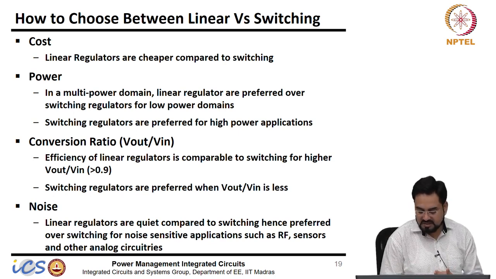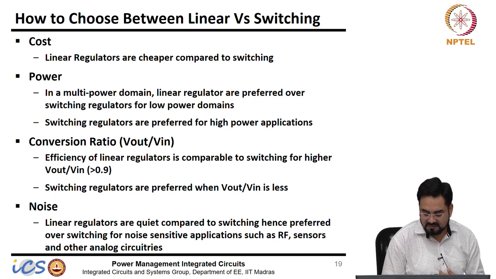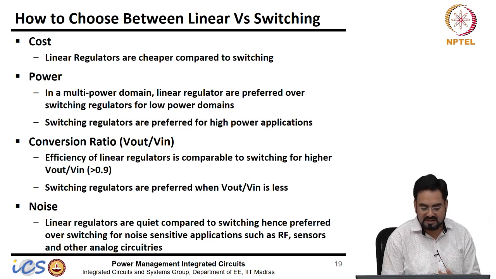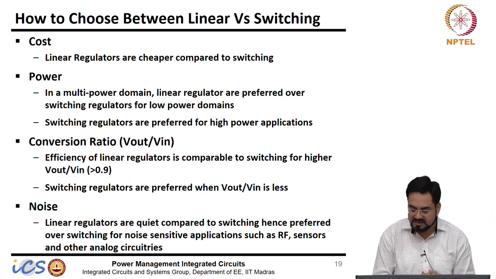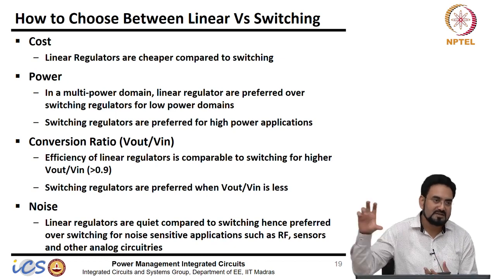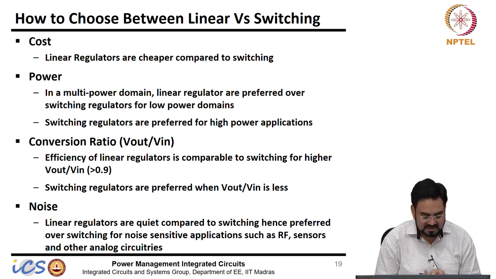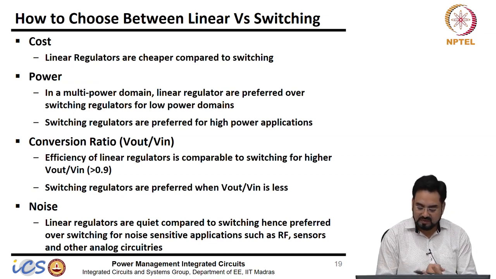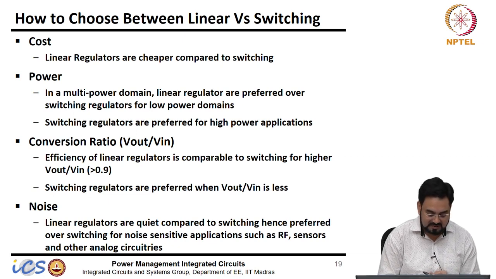Switching regulators are preferred when Vout over Vin is low. So let us say from 5 volt I want to step down to 1.2 volt. Obviously your dropout voltage is much higher, and previously we saw the example that 3.8 watt will be lost in the power FET or pass transistor of the linear regulator. So your efficiency will be very bad. In that case we would always prefer a switching regulator.